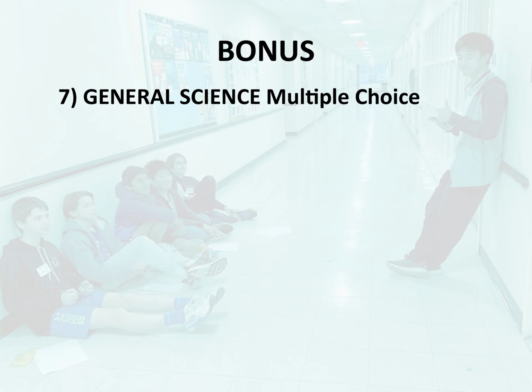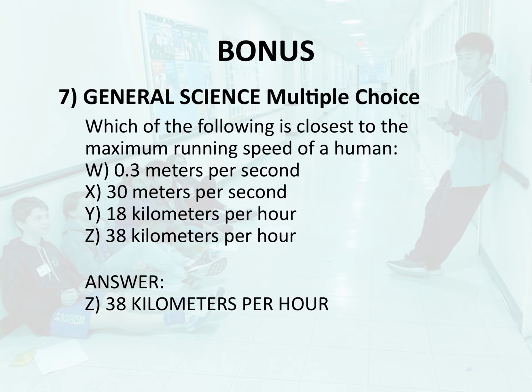Bonus 7. General science. Multiple choice. Which of the following is closest to the maximum running speed of a human? W. 0.3 meters per second. X. 30 meters per second. Y. 18 kilometers per hour. Z. 38 kilometers per hour. Answer. Z. 38 kilometers per hour.